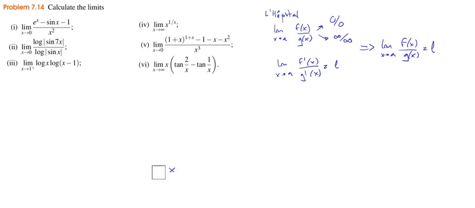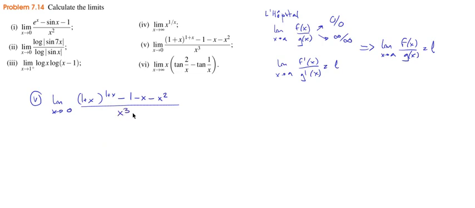Let's go to part 5. Okay, so let's do part 5. In part 5 we have the limit when x goes to 0 of (1 plus x) to the 1 plus x, minus 1 minus x squared, right? Divided by x cubed, right? So here we have a function, let's call it f, (1 plus x) to the 1 plus x. That's going to have complicated derivatives, right?